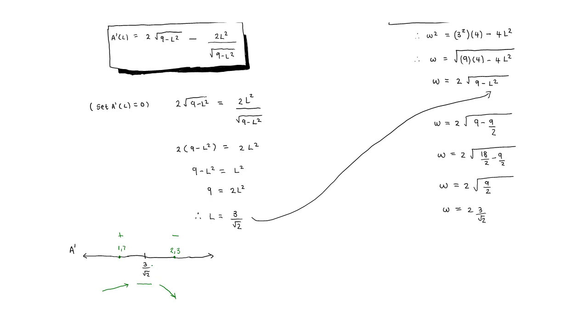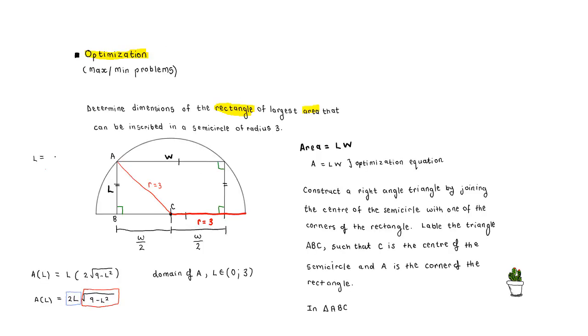You could have also used the second derivative test to confirm this, but you can see that that will require you to find a double prime, which is going to be a process. So for this case, using the first derivative test is much easier. So you've confirmed that the dimensions are L equals 3 over root 2, and W, the width, must be equal to 2 times L, which equals 2 times 3 over the square root of 2.